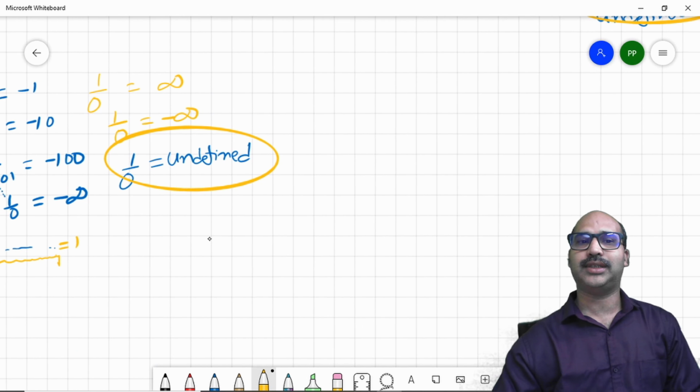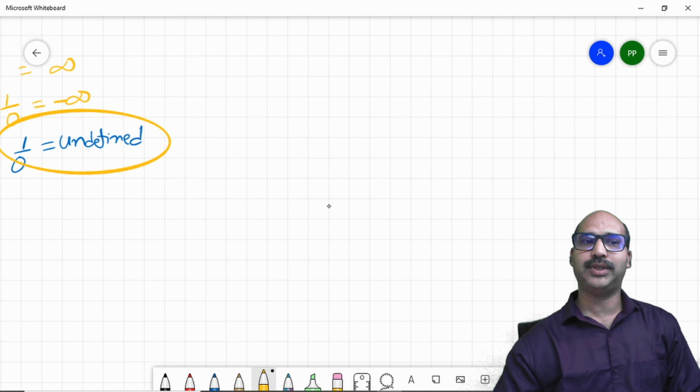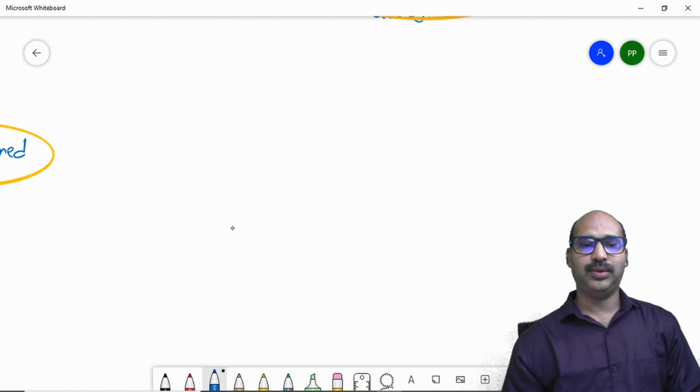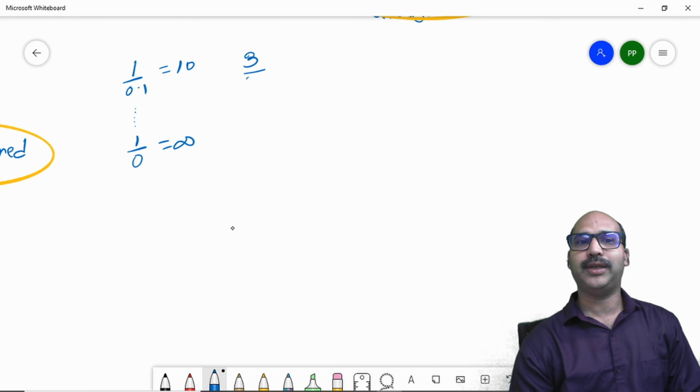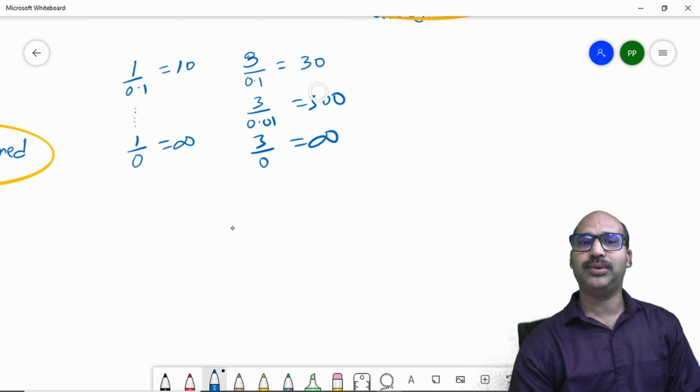Now let us understand the same concept with one more example. As we know, 1 by 0.1 is 10 and so on. 1 by 0 is equal to infinite. Let us consider the number 3. 3 by 0.1 is equal to 30. 3 by 0.01 is equal to 300. 3 by 0 is equal to infinite, because again here the denominator is decreasing, so this value is increasing.